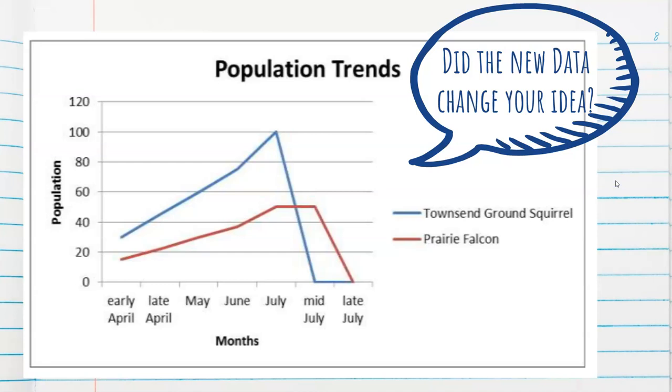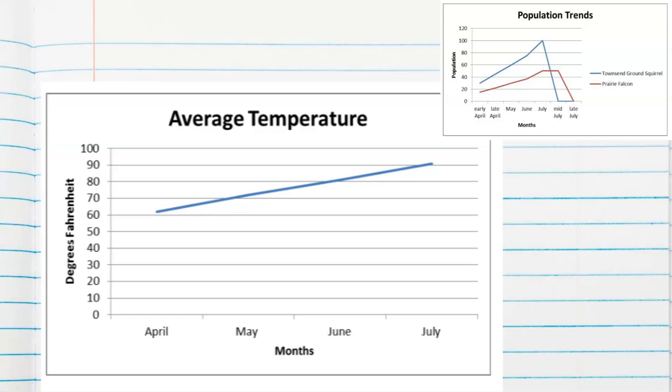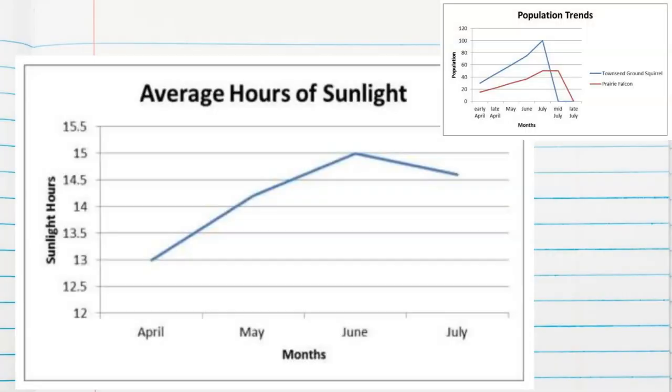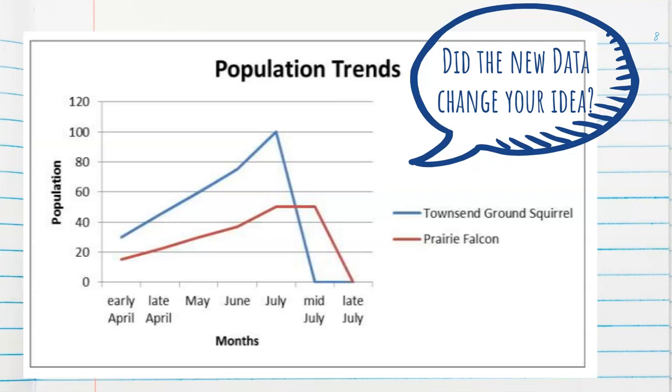All right, so did our data change your idea? So maybe in the beginning you were thinking, oh, there's more predators came in, or humans are killing off everything. And so now we looked at those 4 graphs. Let's go back real quick. We have temperature increasing, precipitation decreasing, wind kind of staying average, hours of sunlight increasing overall. Okay, so did that change your idea? So maybe now you're thinking a drought, or it's really hot, it's too hot for them, something like that.